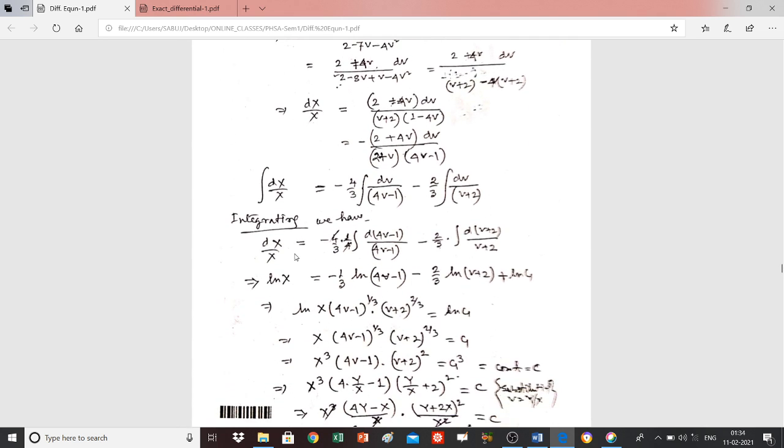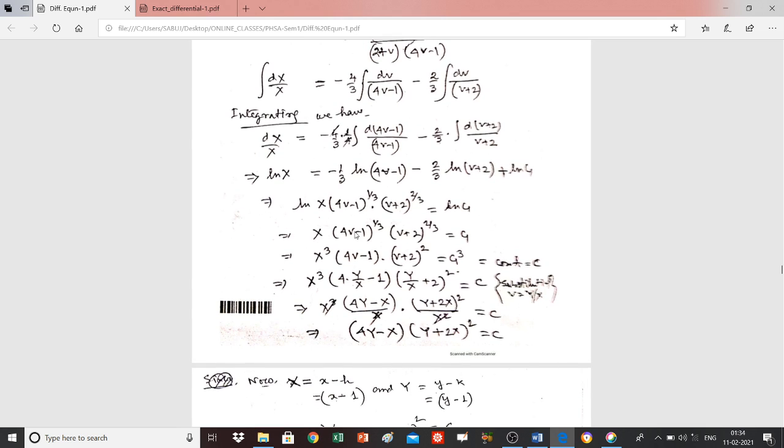So after that, time has come to integrate all the integrations from both sides. So this will provide you dx by x, and this is equal to 4 by 3, and you know that the differentiation of this will give you 1 by 4 dv, so that is 1 by 4. You can write this, and this is minus 2 by 3, and then this. Here is the process of simplification, just go through it, and finally you come to x cube into (4v minus 1) into (v plus 2) whole square is equal to c1 cube. Here c1 is a constant, so that is equal to c, another constant.